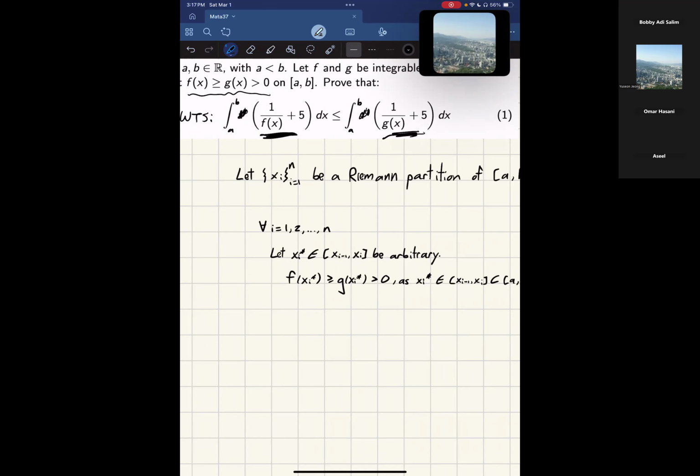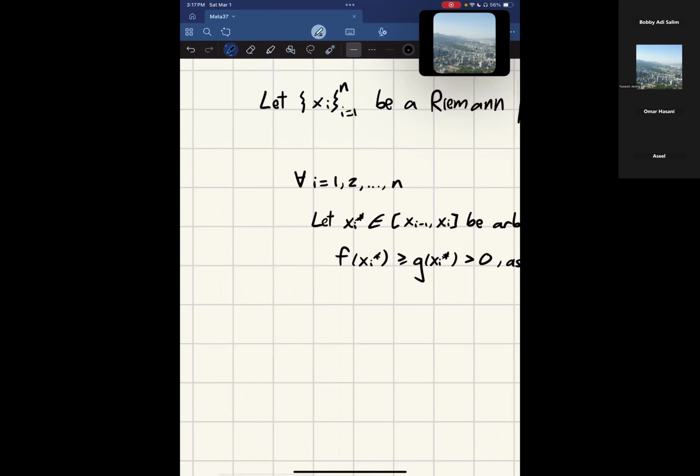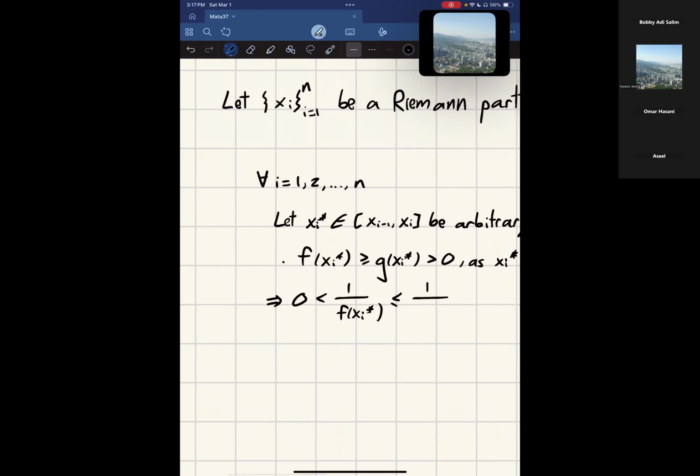Okay, reciprocal first. So we're now going to take our reciprocal. So this implies, and one thing that's important is using proper connectives, so we're going to use an implication symbol here. We know that if the above is true, then it must be the case that 0 is less than 1 over f of xi star less than or equal to 1 over g of xi star.